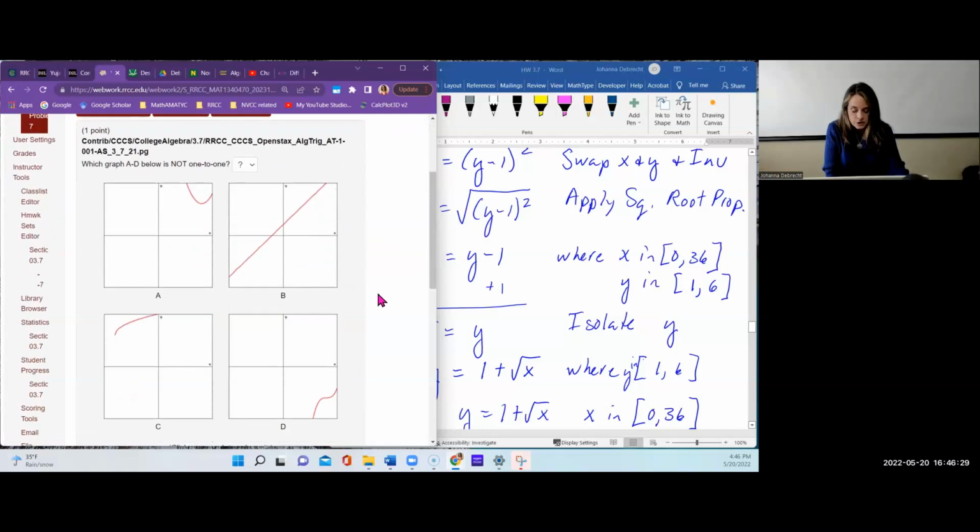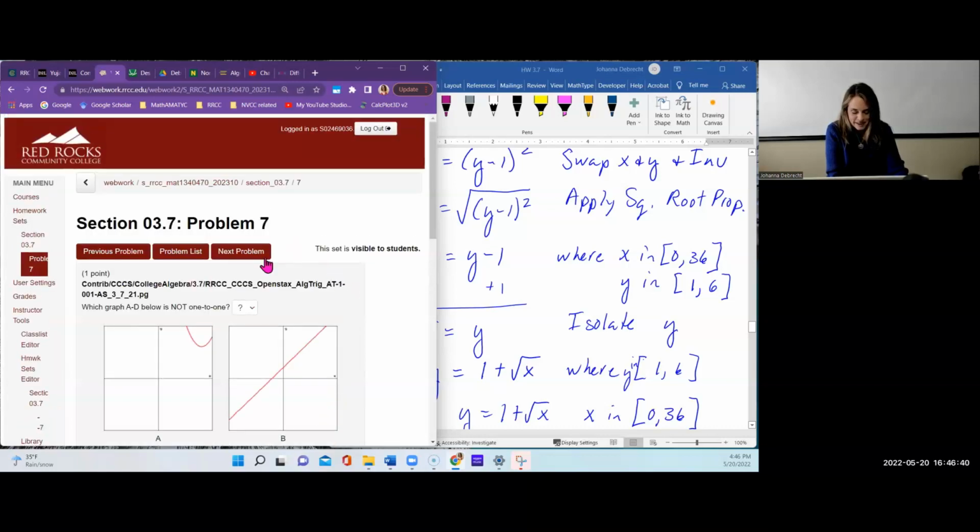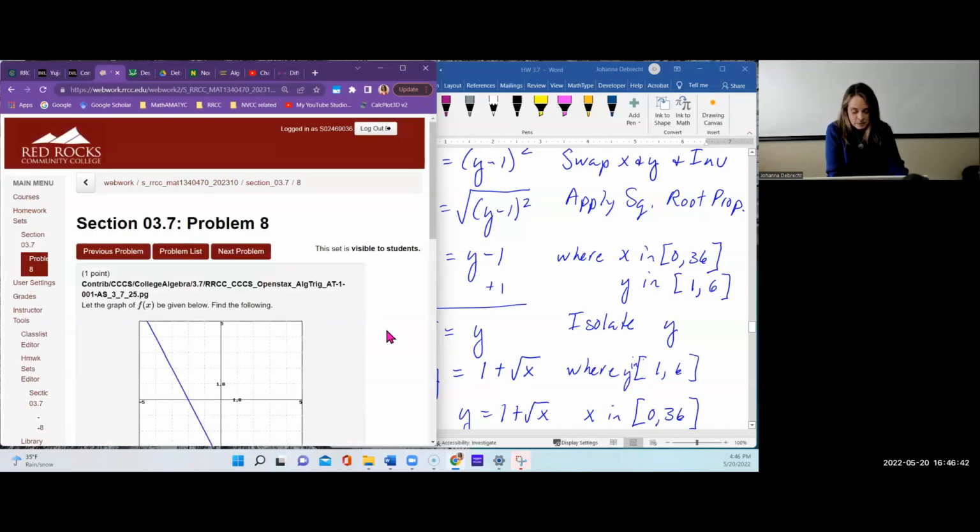I'll leave it to you to do the next problem, but you can tell it's rather similar to the previous ones. And I'm sorry they're so skewed and off the page. I don't know what's going on there. Let's take a look at the next problem.